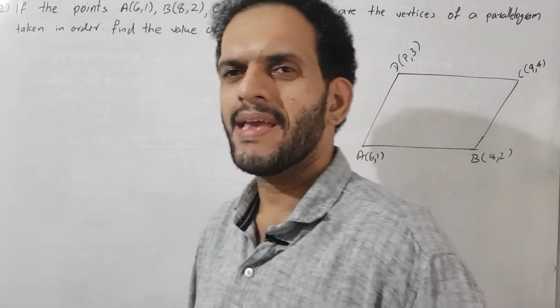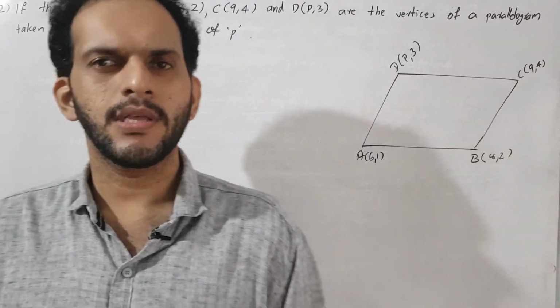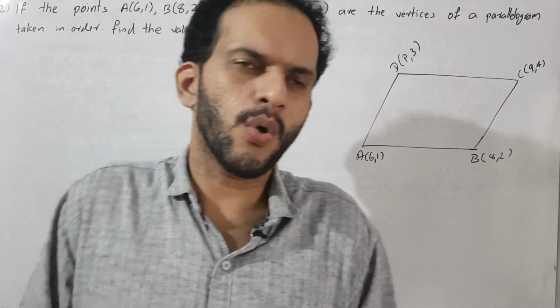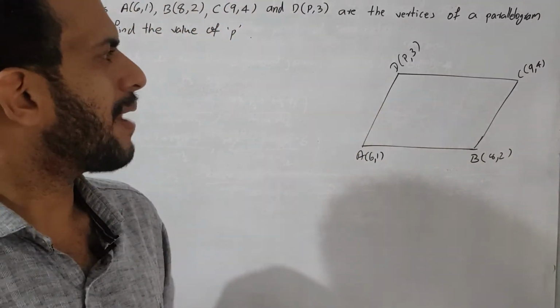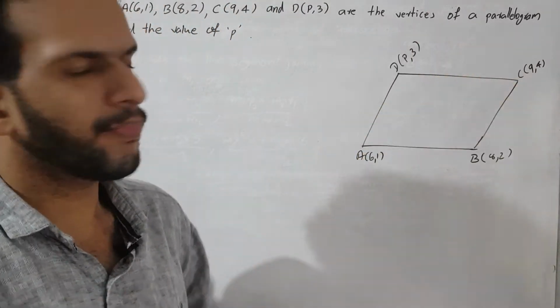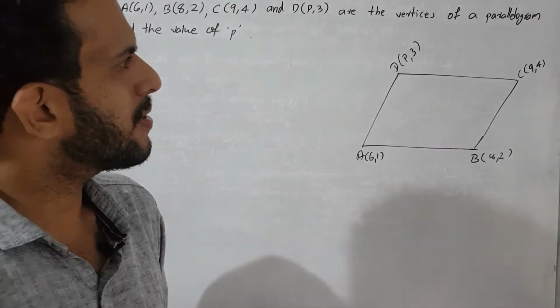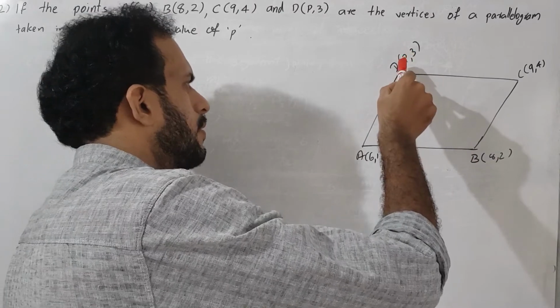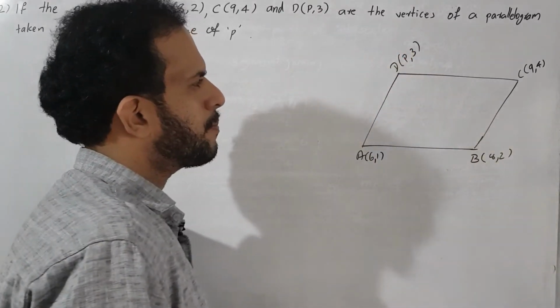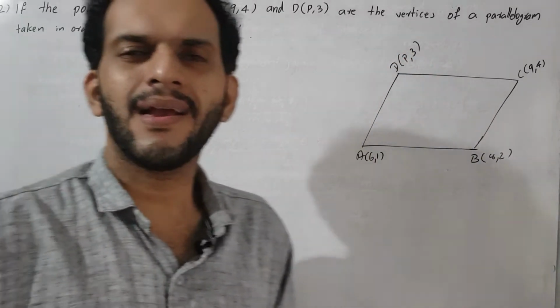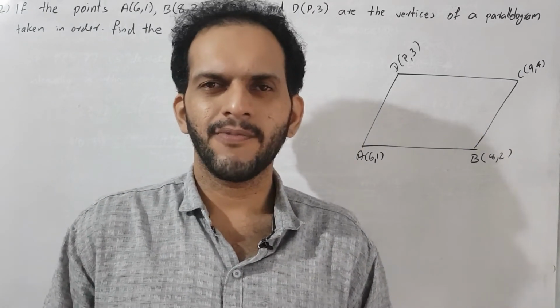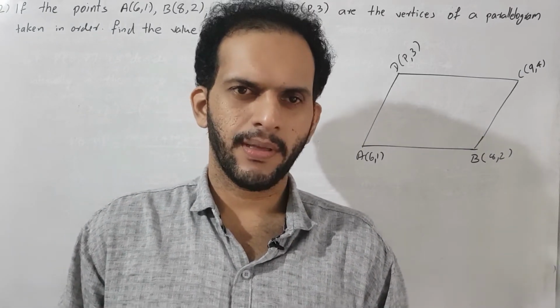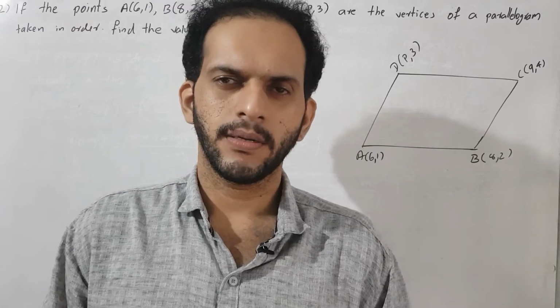Okay, here is given A, B, C, D are the vertices of a parallelogram. So we just draw a parallelogram like this, A, B, C, D. Okay, then what is the question? The question asks to find the value of P. Then what is P? P is the x coordinate of the vertex D, correct? Then how do we find it?